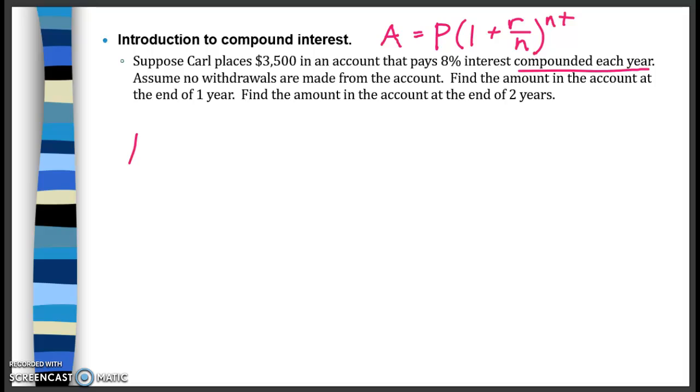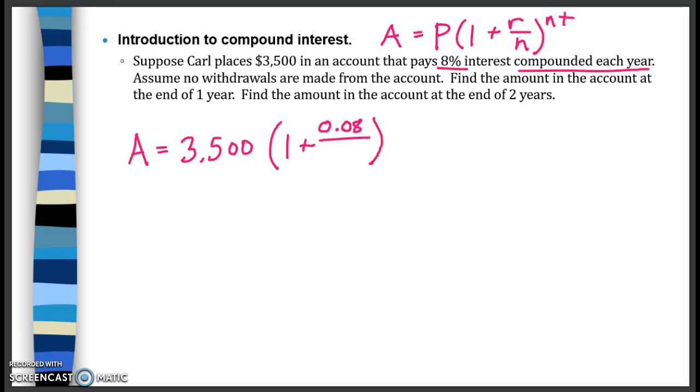A is the amount at the end of the year or the time period. P is the principal or the amount we're putting in. So in this case, $3,500. And then we have 1 plus the rate. Although the rate is 8%, we need to put that in a decimal. 8% in a decimal is 0.08 divided by N.